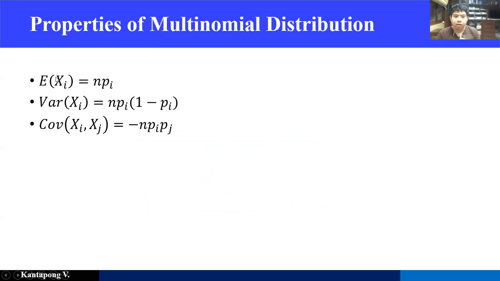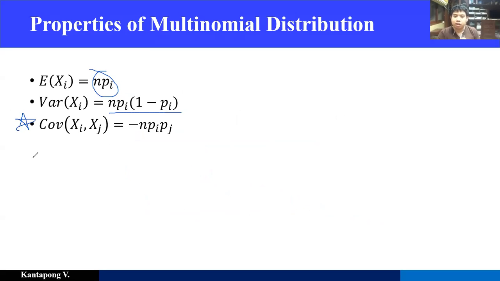And these are the properties. The expected value of Xi is n pi, and the variance is n pi times 1 minus pi, very similar formulas, right? But look at this one: the covariance between Xi and Xj is negative.